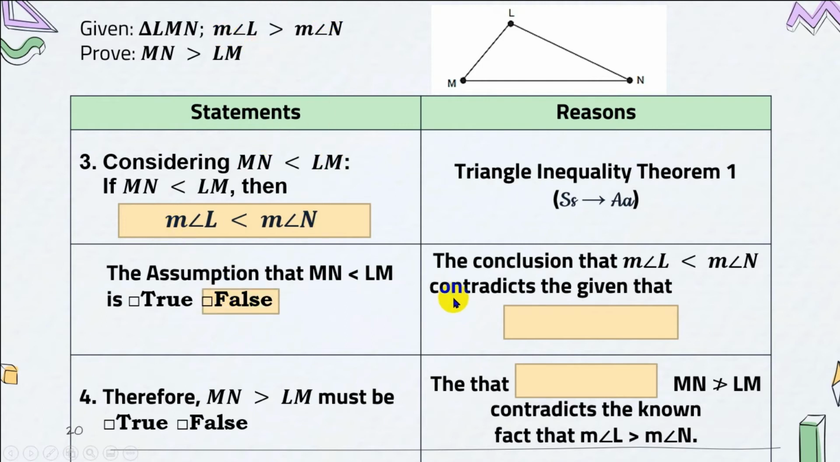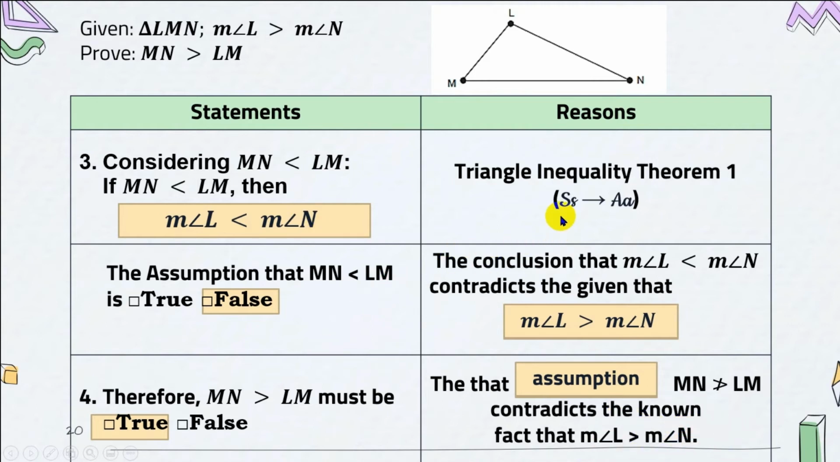So, false ulit yung assumption. The conclusion that measure angle L is less than measure angle N contradicts to the given that, ano ba yung given natin? Measure angle L is greater than measure angle N. So, therefore, dahil hindi nga po na-prove na true yung mga contradictions na equal and less than, so, therefore, side MN is greater than side LM. So, this is true because the assumption that side MN is not greater than LM contradicts the known fact that measure angle L is greater than measure angle N.